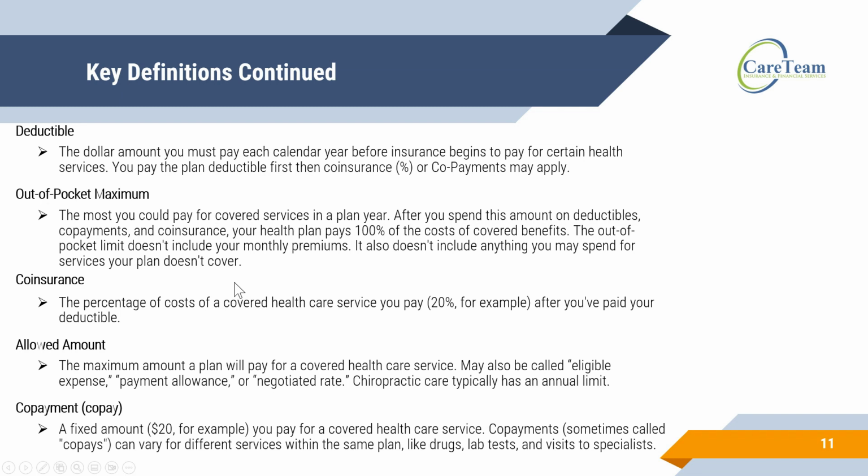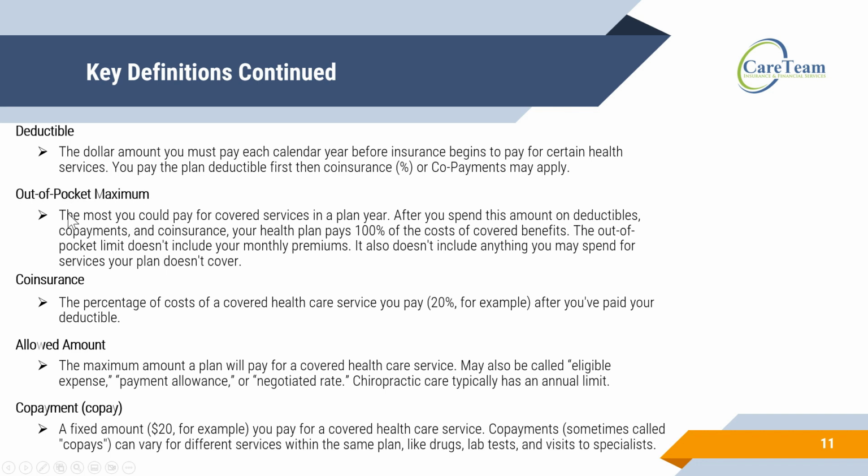A deductible is the dollar amount you must pay each calendar year before insurance begins to pay for certain health services. You pay the plan deductible first, then there may be coinsurance or co-payments that apply. And not everything needs to be paid by a deductible before you have coverage. And I go more into that over time.